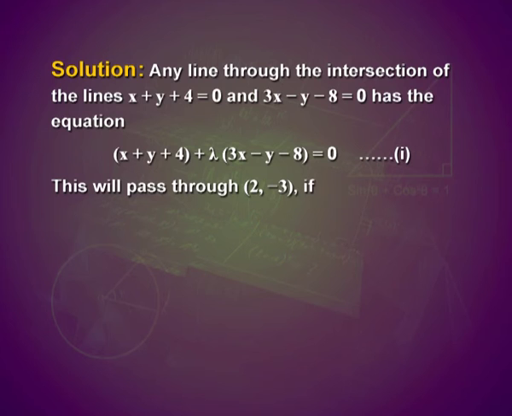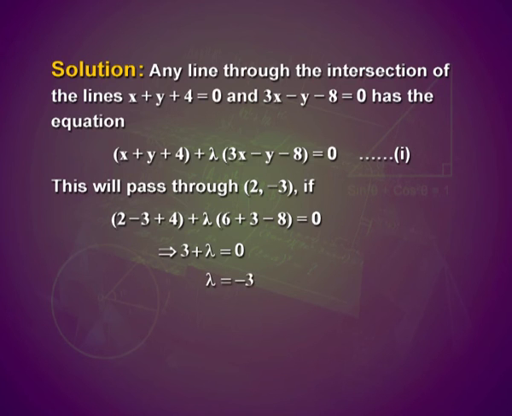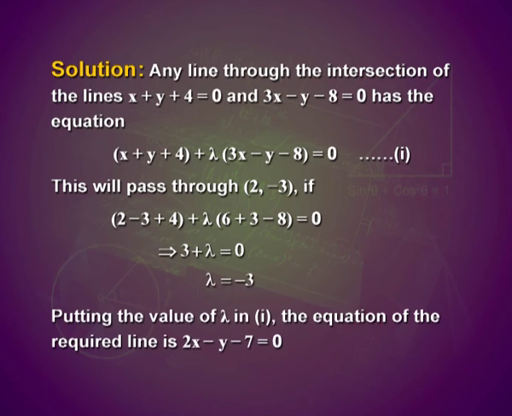This will pass through the point 2, minus 3 if 2 minus 3 plus 4 plus lambda into 6 plus 3 minus 8 is equal to 0, which gives lambda plus 3 is equal to 0, that is lambda is equal to minus 3. Putting the value of lambda in equation 1, the equation of the required line is 2x minus y minus 7 is equal to 0.